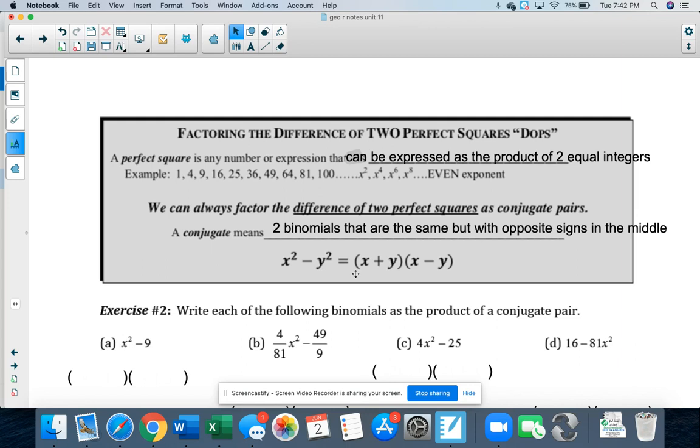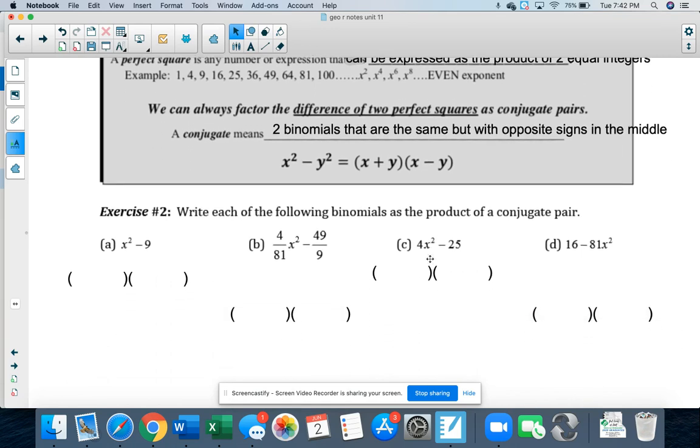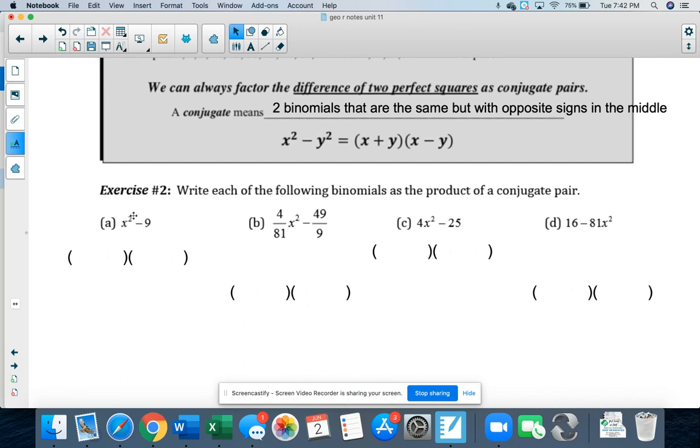So the way I factor this, I set up my two sets of parentheses. X times x is x squared. Y times y is y squared, and one of these is a plus and one of these is a minus. These are called conjugate pairs. All right, so that's what we're going to do down here, but we're going to add in some numbers. So x squared and 9 are both perfect squares. Put the x and the x in the first position. 3 times 3 is 9. One's a plus, one's a minus. It doesn't matter if you write minus 3 plus 3 or plus 3 minus 3. But that's the basic idea.